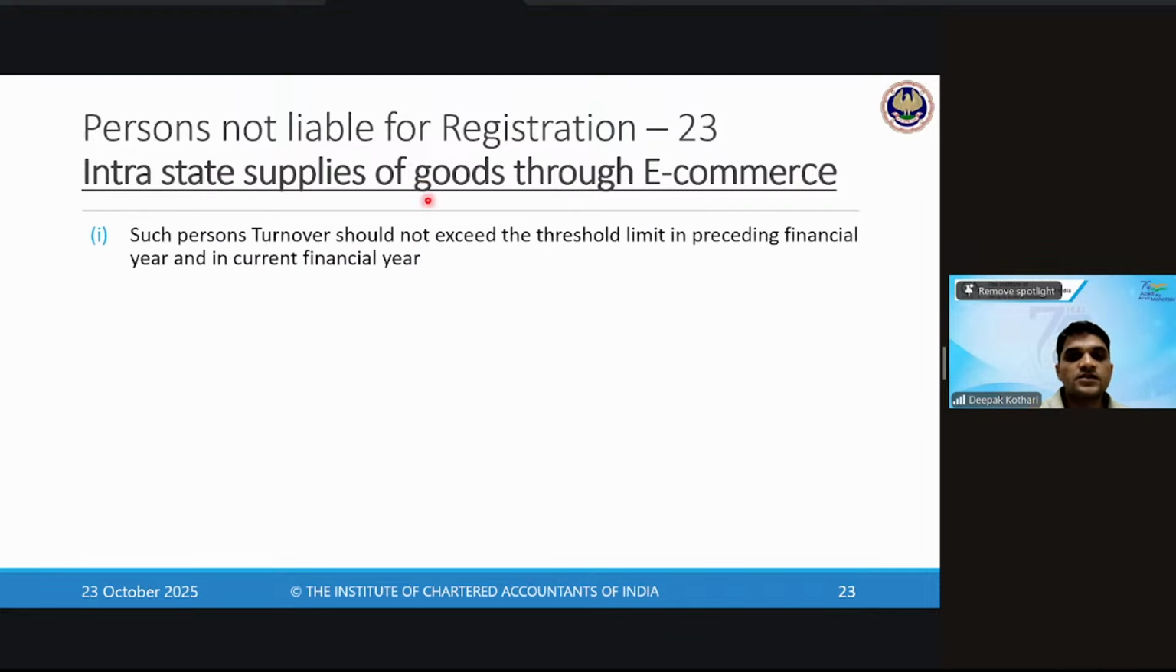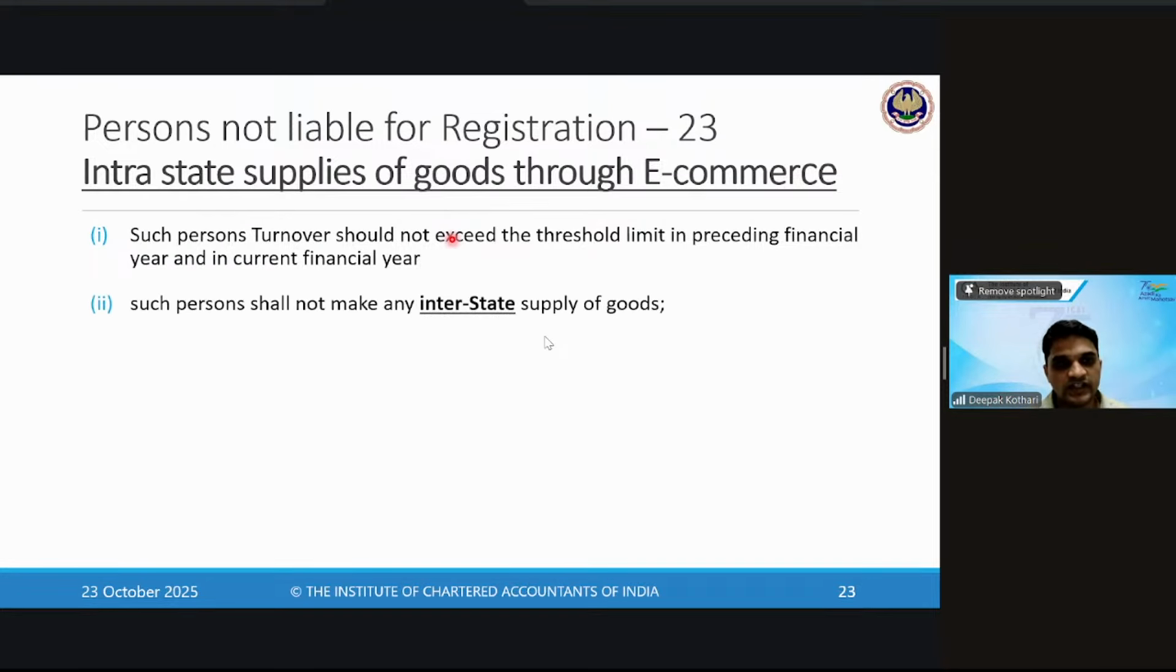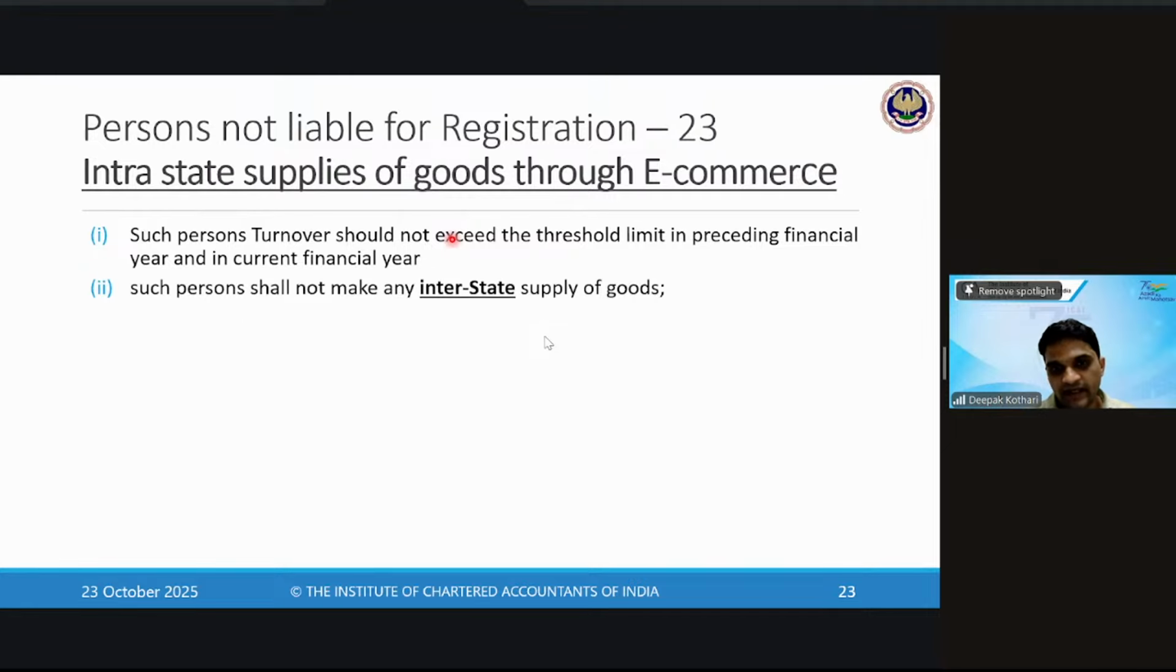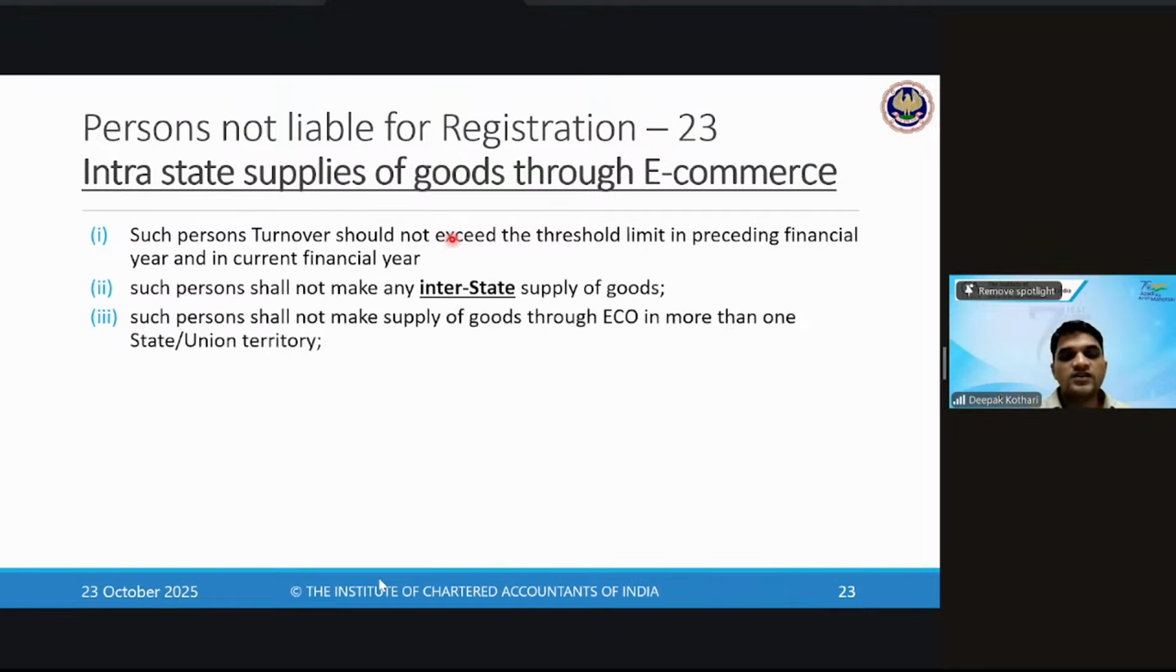First is such persons should not exceed the threshold limit in the preceding financial year and the current financial year. दोनों साल में, that is 40 lakhs, 40 lakhs last year और इस year में क्रॉस नहीं होना चाहिए. Such person shall not make any interstate supply of goods. Such person shall not make supply of goods through an e-commerce operator in more than one state.